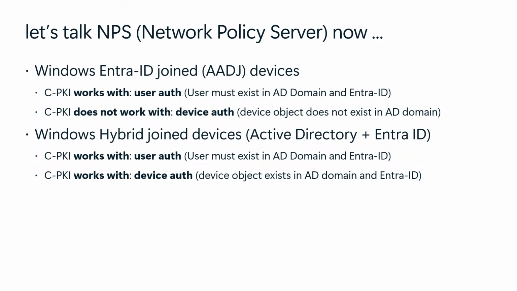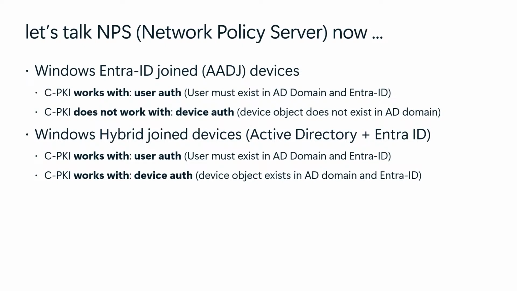The other scenario is that you want to do device auth with a certificate issued from Cloud PKI to the NPS server. In this scenario, because it's an AADJ only device, the device object does not exist in the AD domain. Hence, this scenario will not work for NPS. You can't do device auth to NPS with a device that doesn't exist in the AD domain. It's pretty obvious. Wait, does this go back to that on-premise identifier we were talking about earlier? That does go back to the on-premise identifier. If a device does not have a SID, a security identifier, because it doesn't exist in the AD domain, then obviously you can't issue a device certificate with a SID that doesn't exist. It just won't work. Now, you can do the user scenario, no problem.